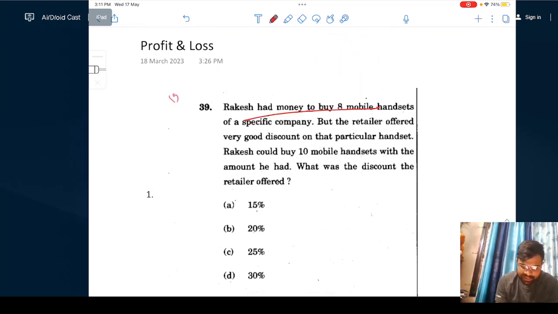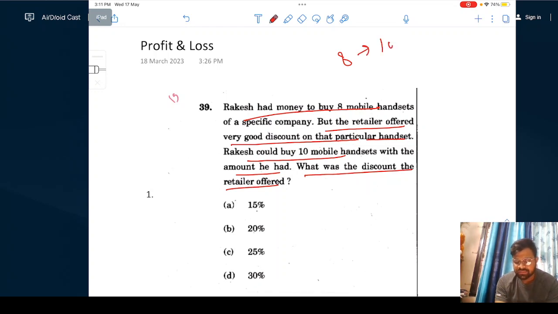Rakesh had money to buy 8 mobile phones, but the retailer offered a very good discount on a particular handset. Rakesh could buy 10 phones with the amount he had. What was the discount that the retailer offered? So Rakesh originally had to buy 8. Suppose the price of one mobile phone is 100 rupees. So 8 mobile phones will become 800 rupees.